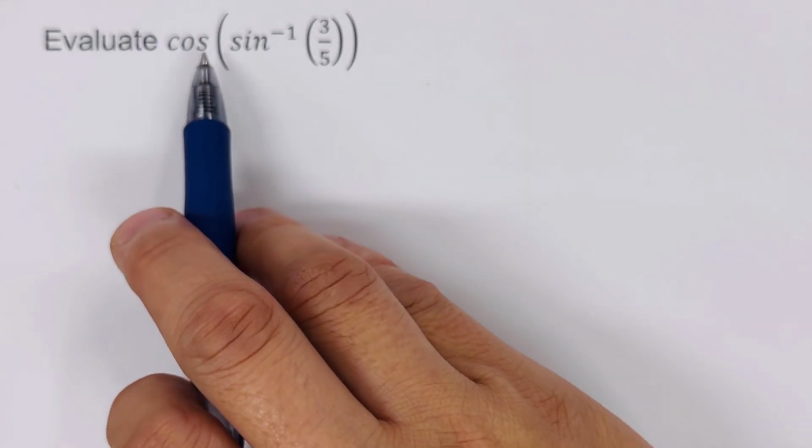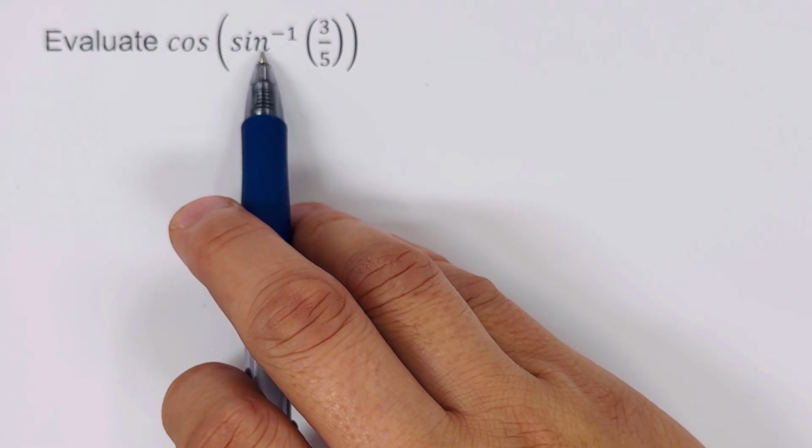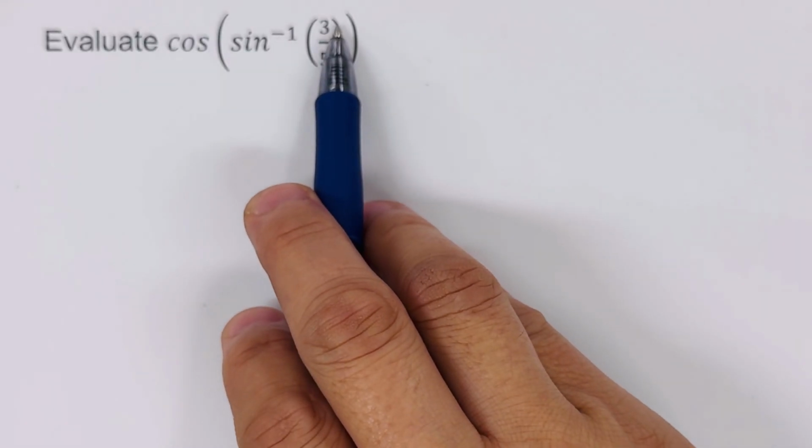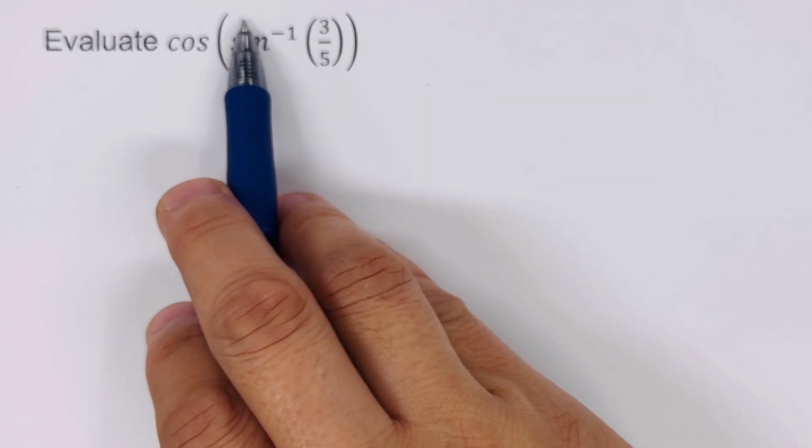Hello everyone. This video will show how to evaluate composite trigonometric functions. Now let's go over this first example. So this is read as the cosine of the inverse sine of 3/5. The first step that we need to do so that we can evaluate this given expression is to let this whole expression inside the parentheses equal to theta.